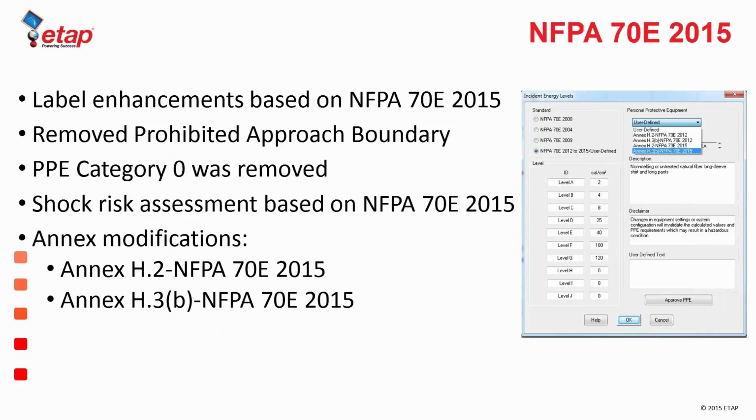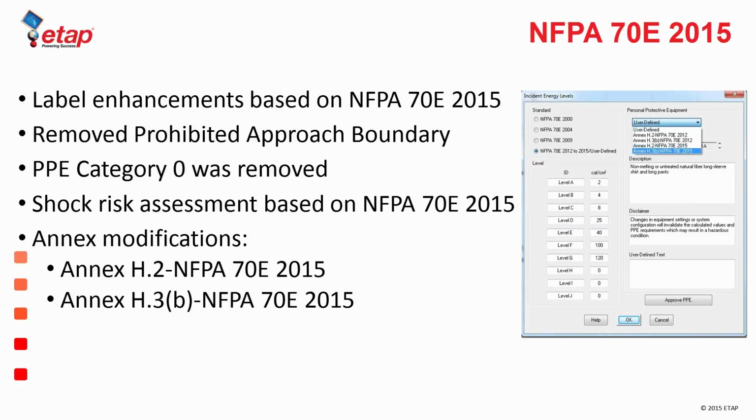Okay, so let's briefly go over now some of the new NFPA 70E 2015 enhancements and how they apply to ETAP. So label enhancements are now based on the new NFPA 70E 2015 is that the prohibited approach boundary has been removed from the label. Also, anything that used to say category 0, personal protective equipment, PPE, that has also been removed. Updated has been the shock risk assessment.